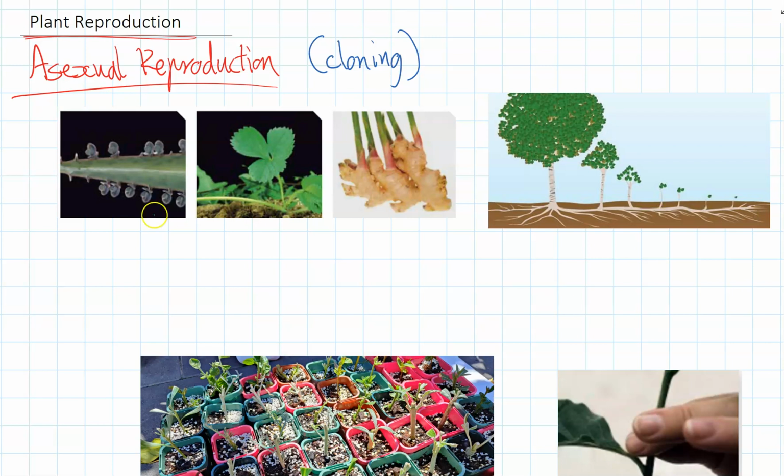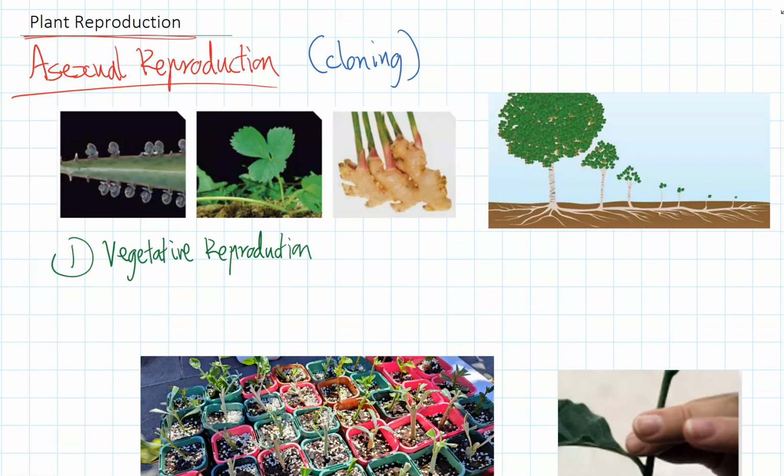So the first kind here is called vegetative reproduction. So that just means growing more leaves or growing more roots or stems to then make a new plant.